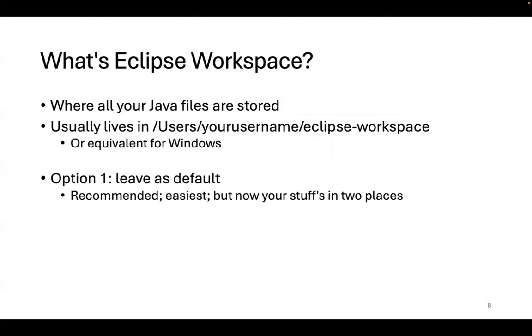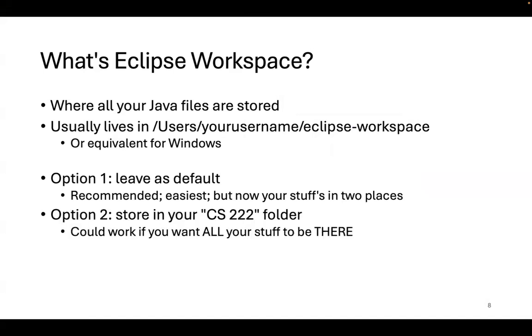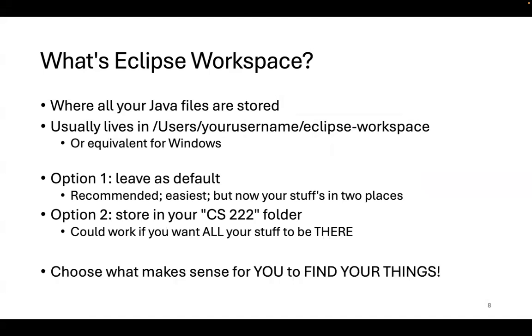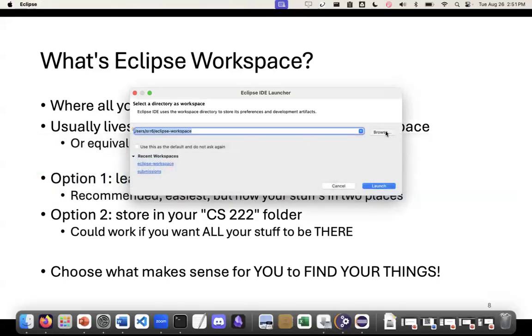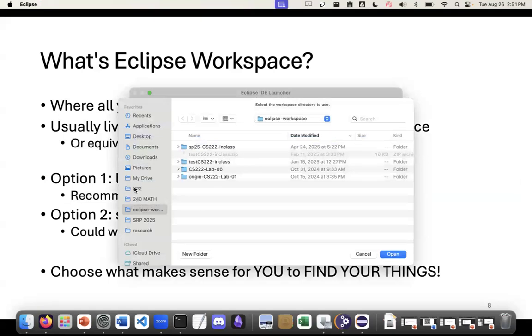You've got a few options. One, you can leave it as default. That's what I've chosen to do. Option two is to store everything in your 222 folder. You could choose to do that. What matters here is that you need to choose what makes sense for you to find all of your things. For me, I am happy knowing that my 222 folder is for my documents and PowerPoints and stuff like that, where all of my code lives in my Eclipse workspace. But if you want to have all of your files there, then you can browse and choose a different folder.